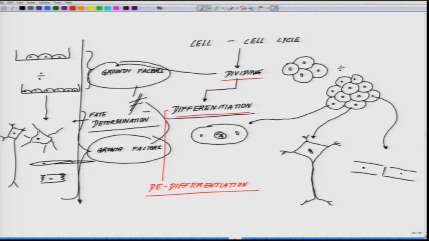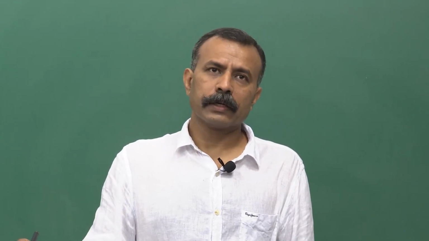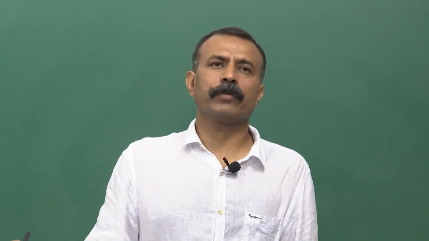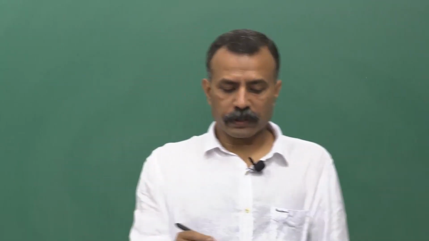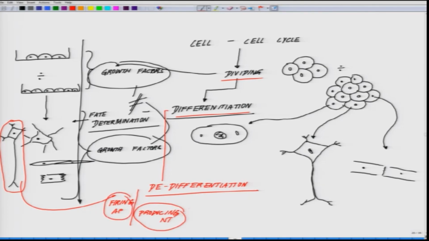Dedifferentiation is a situation when a cell forgets or loses its ability of its differentiated behavior. What does that mean? Say for example, this becomes a neuron. Now, this loses its characteristics of say firing action potentials or producing certain kind of neurotransmitters. It loses its ability. It means this cell has reached a dedifferentiation. It has forgotten or it has lost permanently.